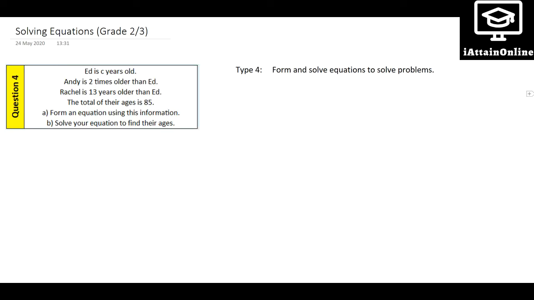Okay, last ones are a little bit more tricky because they are a bit more wordy. So you need to be able to write an algebraic expression. Now, an expression is not an equation. An expression is just a collection of letters and numbers. So if Ed is C years old, Andy is 2 times older than Ed, and Rachel is 13 years older than Ed, the total of their ages is 85. So there's two parts to this question. We have to form an equation to represent that problem, and then part B, we have to use that equation to find their ages.